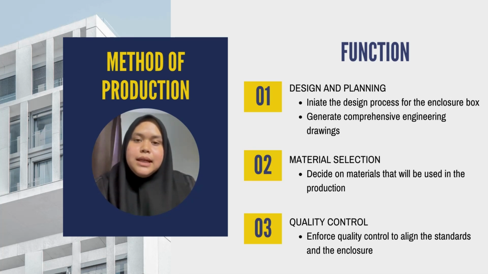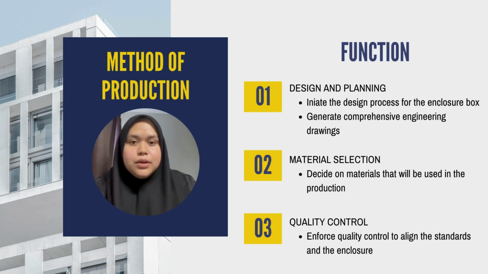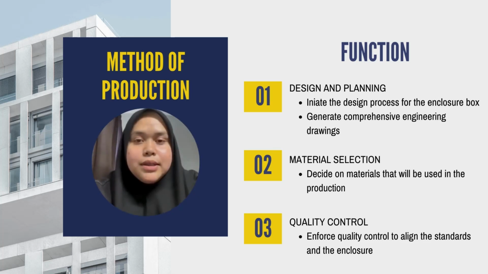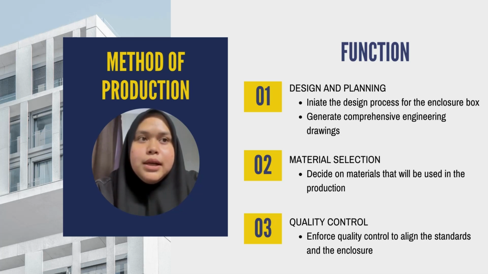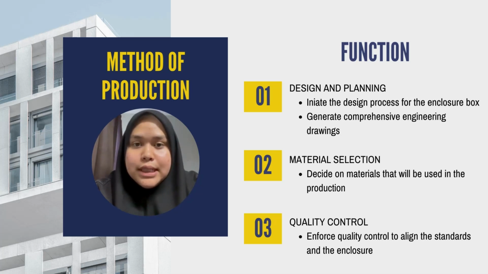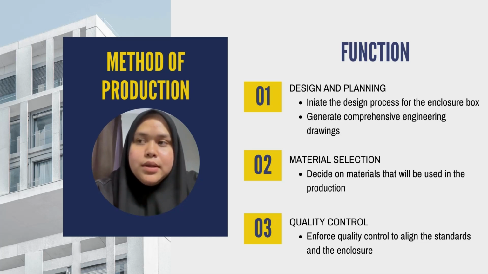A serious step is undertaken for the production of the electrical enclosure box to guarantee the products are both functional and durable while meeting the safety standards. The first one is design and planning, where we initiate the design process by taking into account aspects like dimensions, form, material, and also necessary features for the electrical enclosure box. And then we generate comprehensive engineering drawings that align with the safety standards and also regulatory mandates.